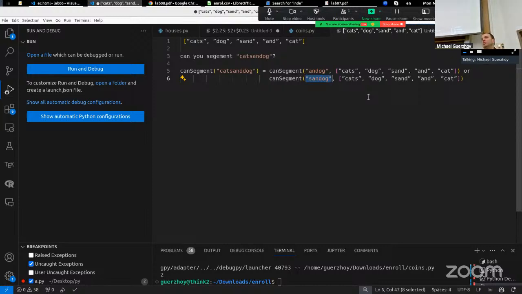So one possible plan is try every possible word, cut out the first word, and call this. Obviously, if no possible first word works, then you can return false straight away. Right? So that's pretty easy. So you'll do that in the lab. Okay, questions about this?